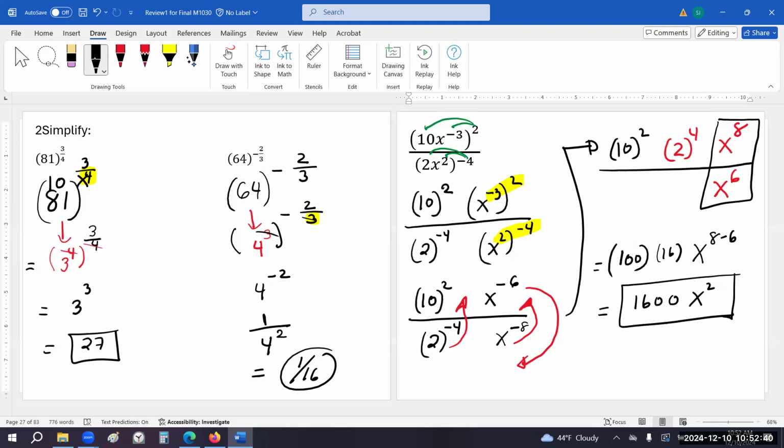Trust me, they will have so many options which are very similar to one another. So you may pick an option that says this one, or probably this one, or something like that. So none of these are correct. You may get one of those by doing wrong work. But the correct one is 1600 x squared. So warning, don't do anything until you convert all the negative power into positive power.